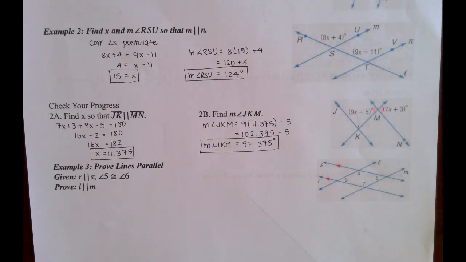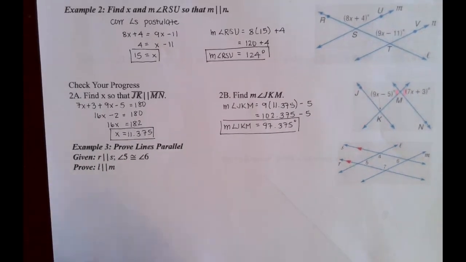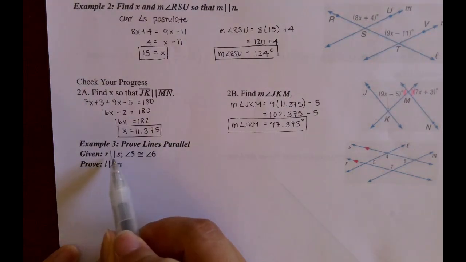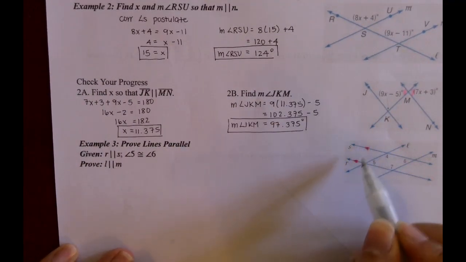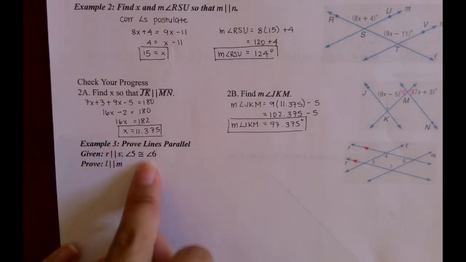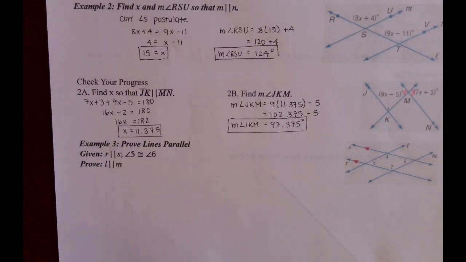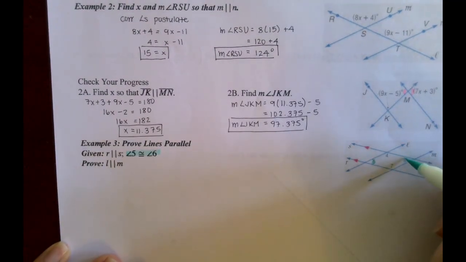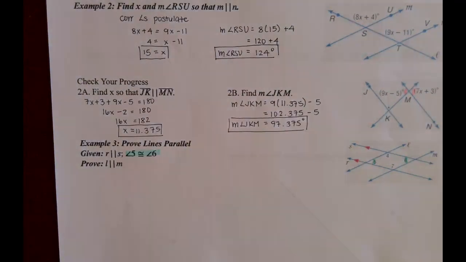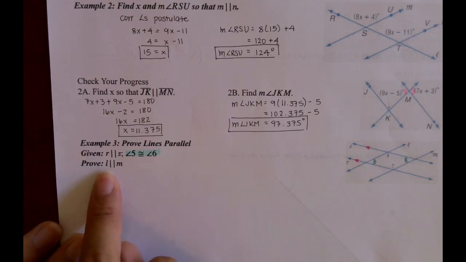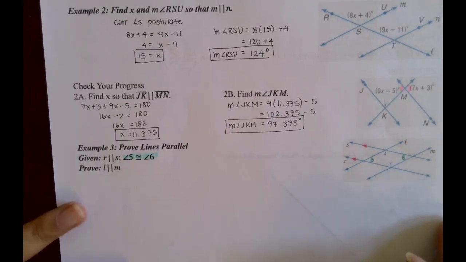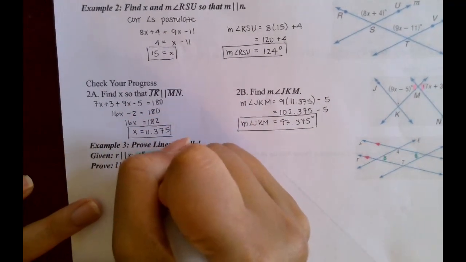Okay, so the next question here is to prove that the lines are parallel. So here I know that R is parallel to S. It's shown by the two red arrows. And I also know that angle 5 is congruent to angle 6. So angle 5 here is congruent to angle 6. And here, eventually, I want to prove that line L and line M are parallel. So I'm going to make my proof. I'm going to make my two columns, starting with my statements.